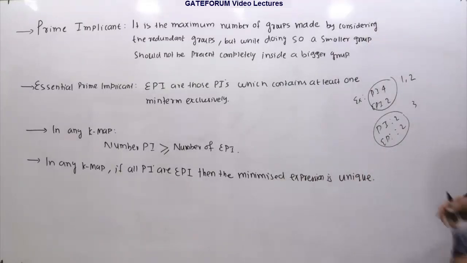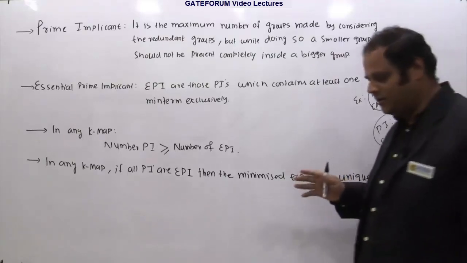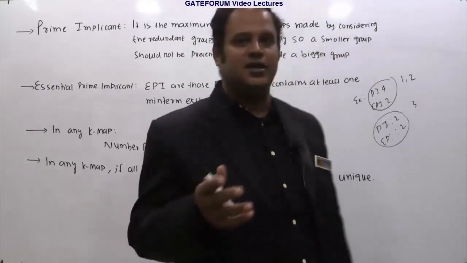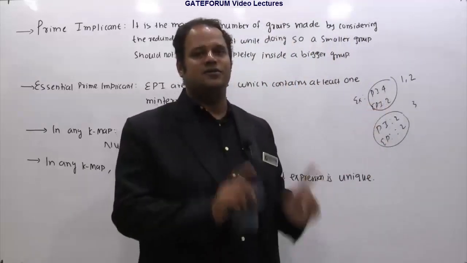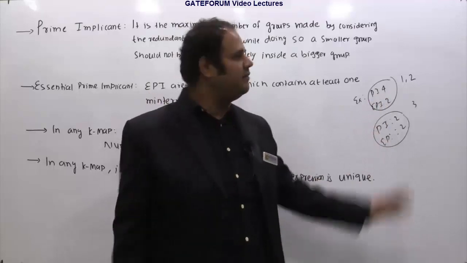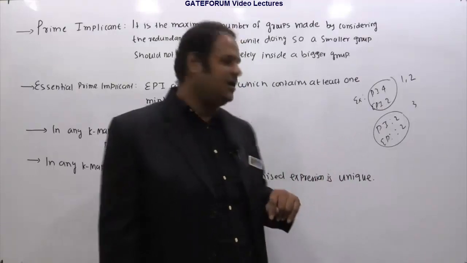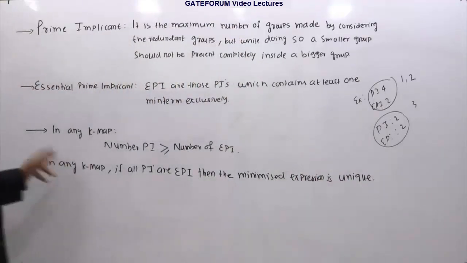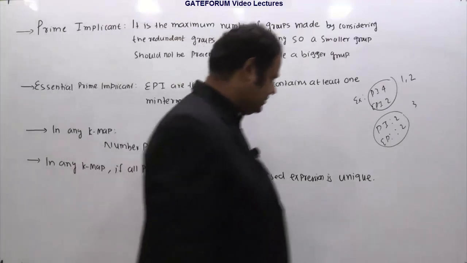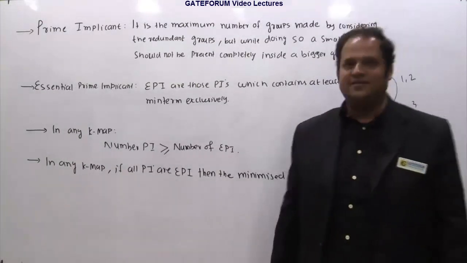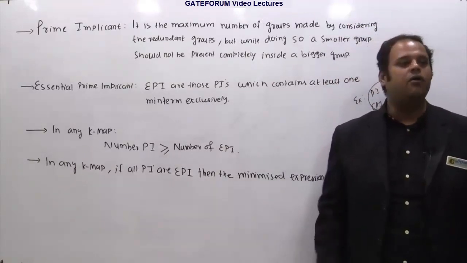So in these cases, like I have shown you in one example where I have taken group 1 to 4 and group 1 to 3, in that case the number of PIs is 4, number of EPIs is 2. So in that case, it was not unique. I said there can be 2 expressions. I have given the conclusions: the minimized expression of K map need not be unique in nature, right? But this statement says, in any K map, if all PIs are EPIs, then the minimized expression is unique in nature. Okay?